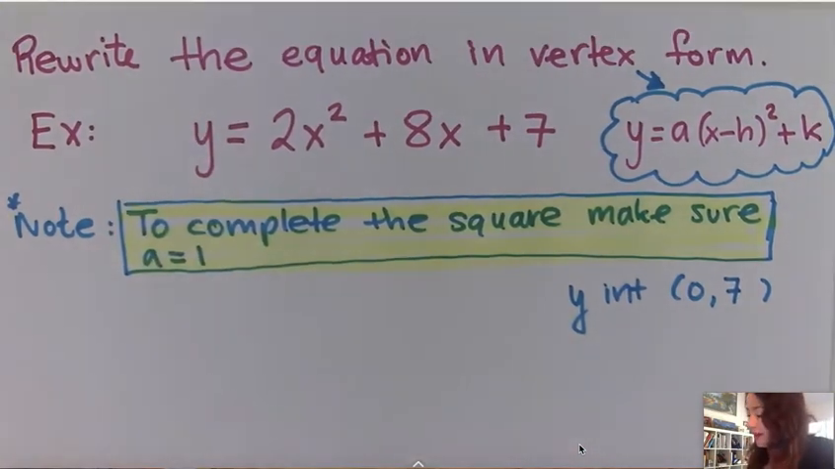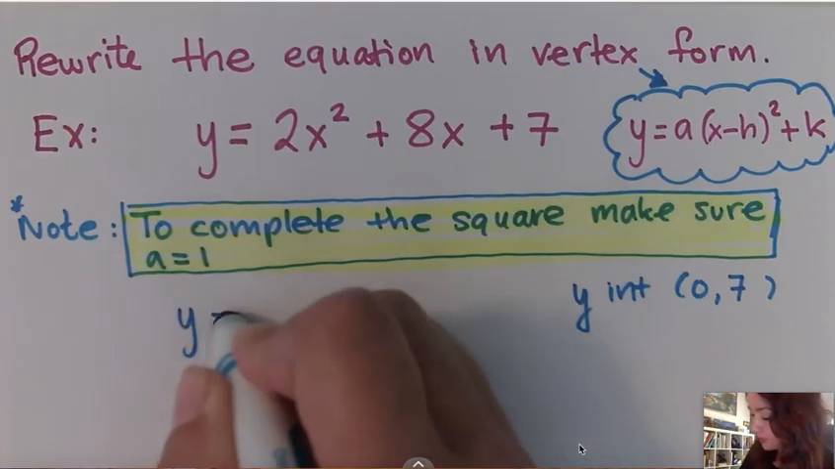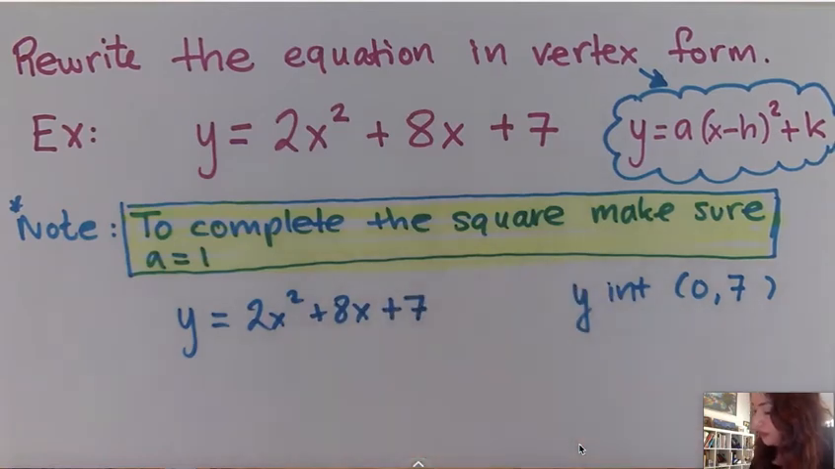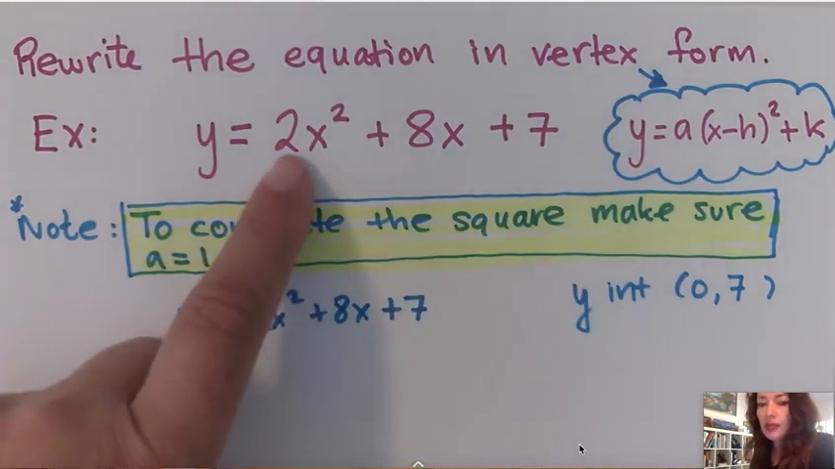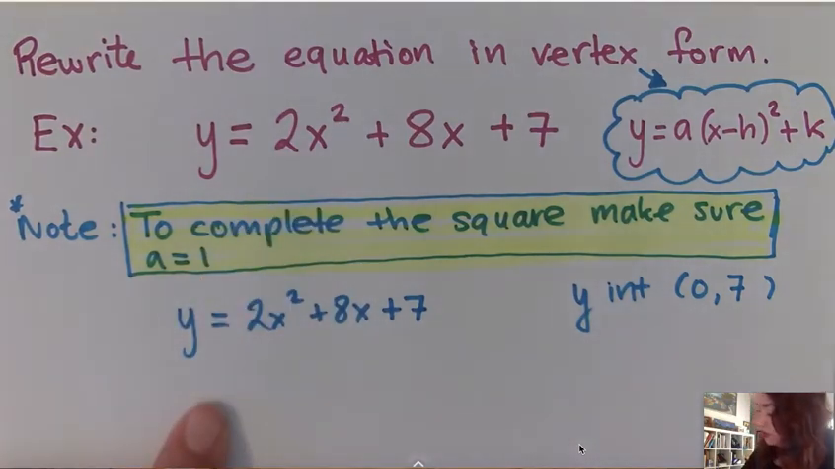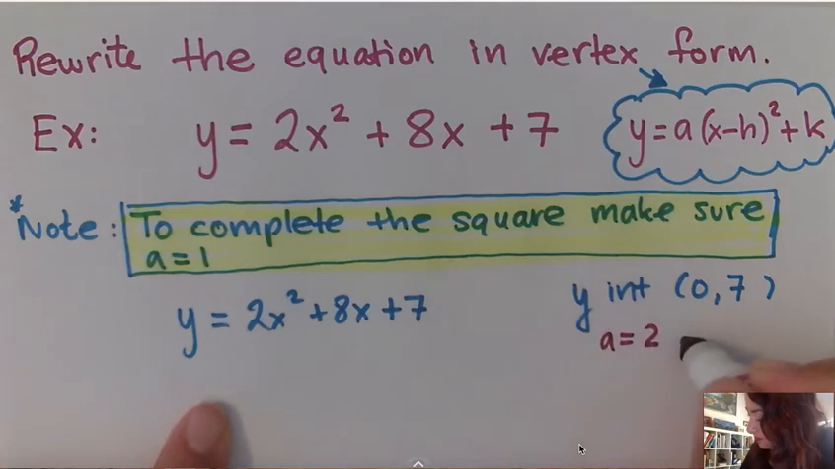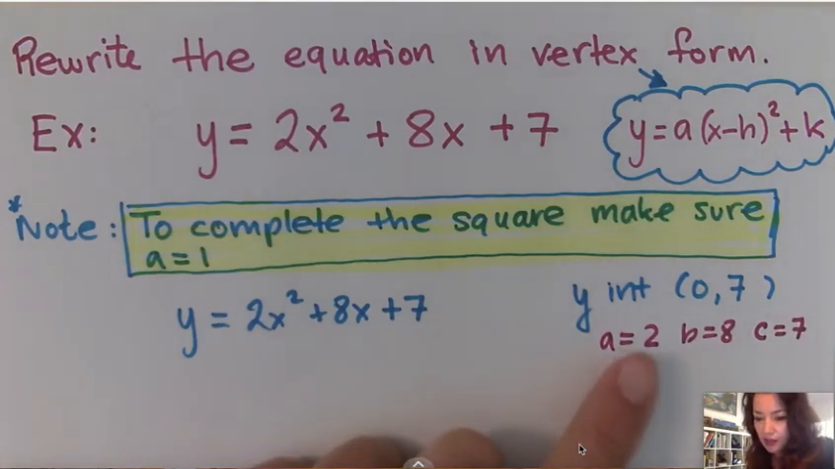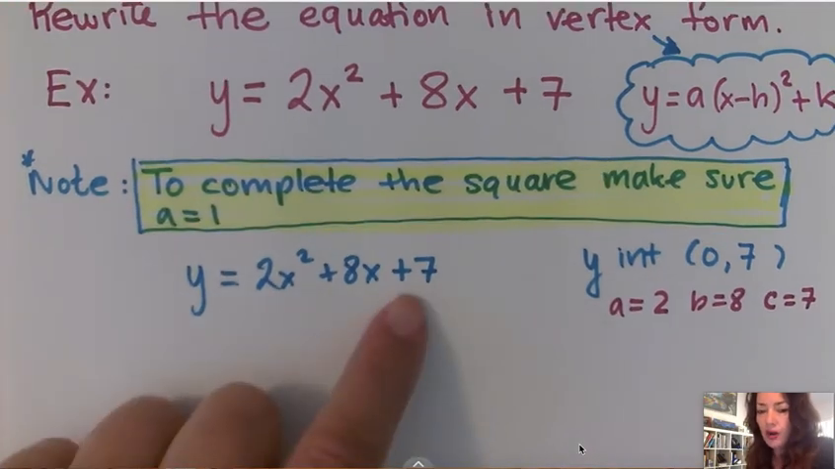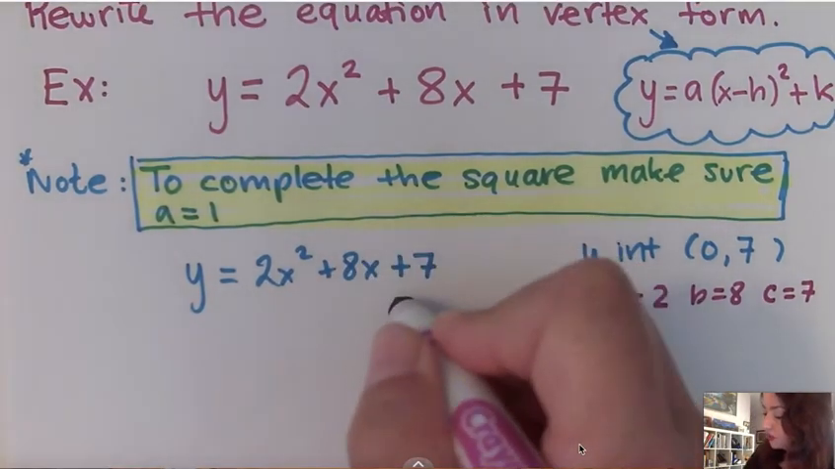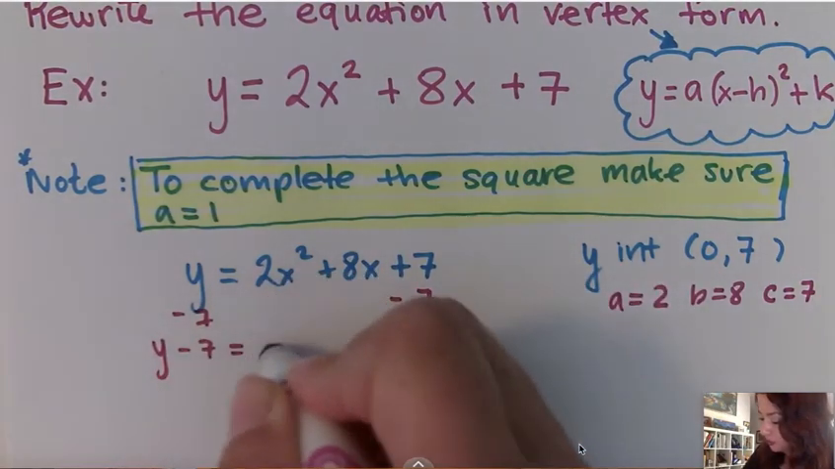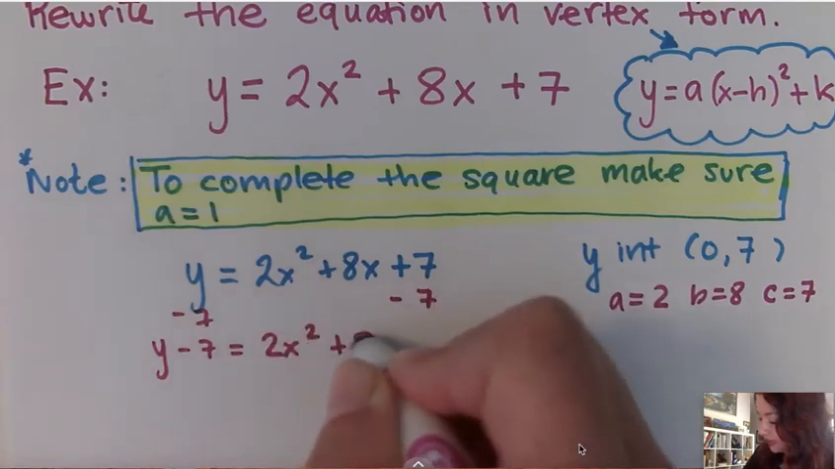All right, so I'm going to rewrite the equation here below as y equals 2x squared plus 8x plus 7. Now notice in this case our a value is 2, our b value is 8, and our constant, our c value, is 7. Now, before we complete the square, our a value must be 1. So let's first bring our constant to the other side of the equation. I'm going to subtract 7 on both sides. Rewriting that, we get y minus 7 equals 2x squared plus 8x.